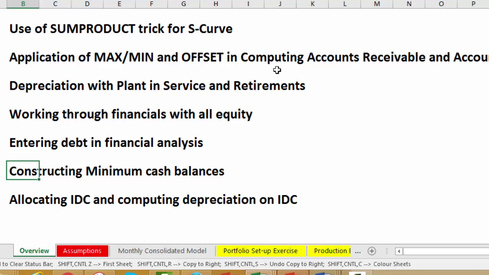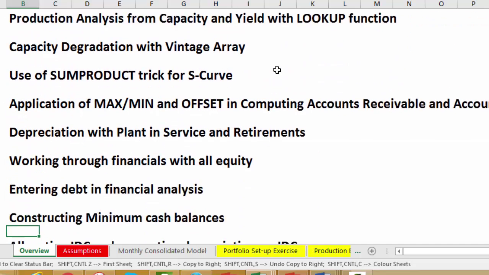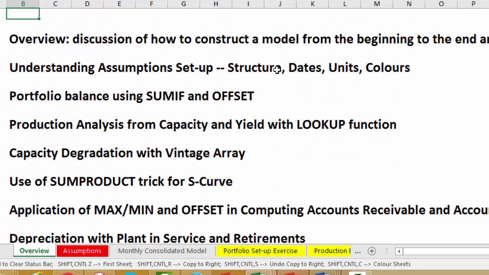We want to issue some debt, and that's tricky when you've got all this portfolio stuff coming in. And then allocating the interest during construction when you've got some plants being built and some existing is another tricky issue. So I think there are enough tricky issues to make this kind of an intermediate class.